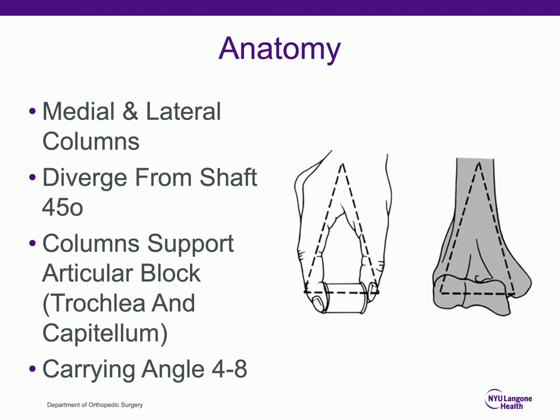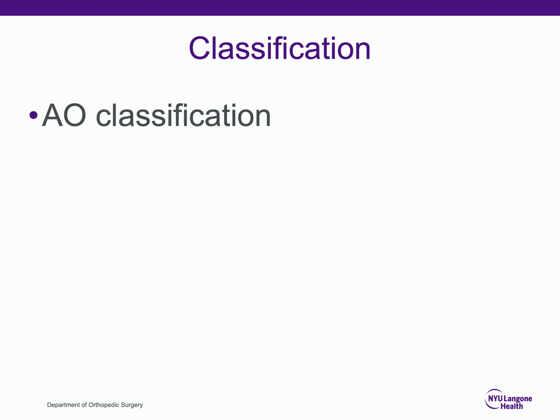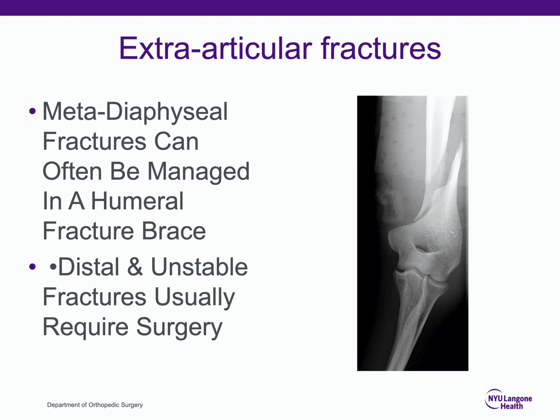Anatomy, again, this picture has been seen by you guys many times. The columns diverge about 45 degrees from the shaft, and there's also a carrying angle of 4 to 8 degrees. The distal anatomy, the so-called spool of the capitulum and the trochlea, is also complicated because of a significant amount of articular surface with cancellous bone to hold on to. Classification: the AO classification is the commonest one used.